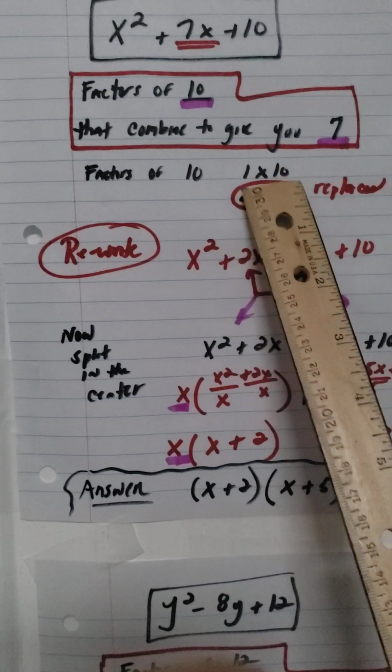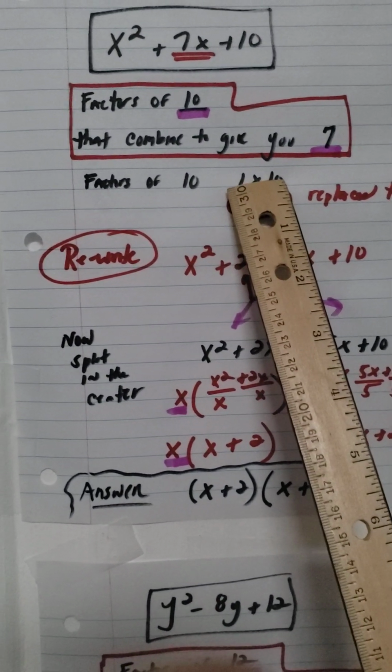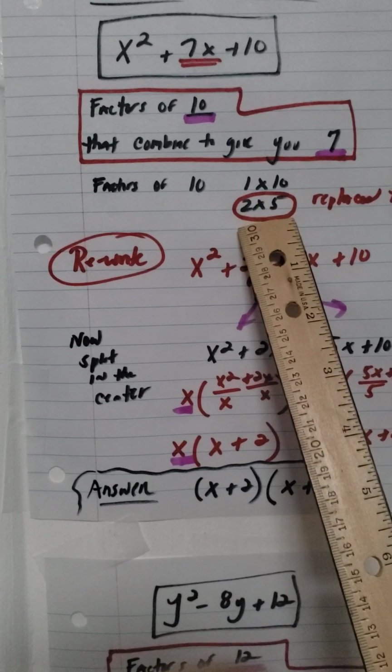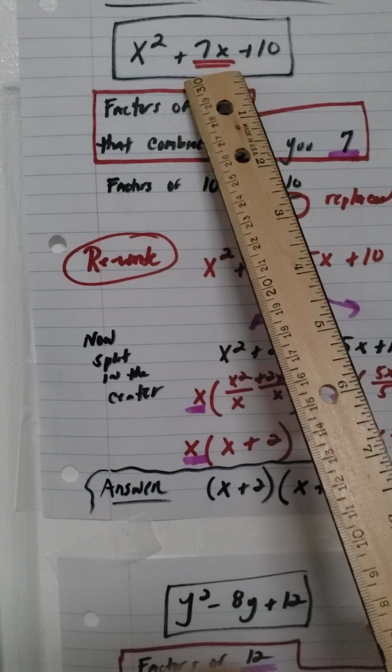Well, 1 and 10, I don't care how you make it. 1 positive, 1 negative, whatever. You can't make a 7. But if I took 2 and 5, I could make a 7. Okay, so here's what we're going to do.